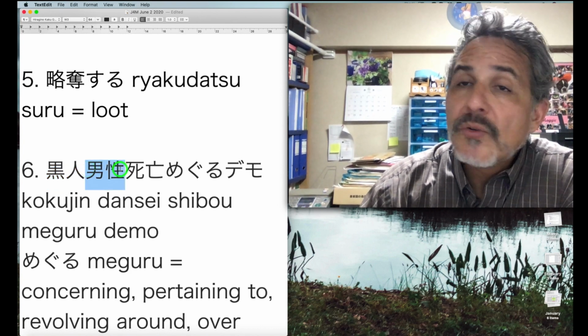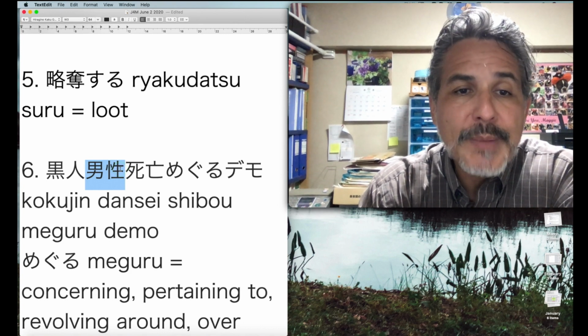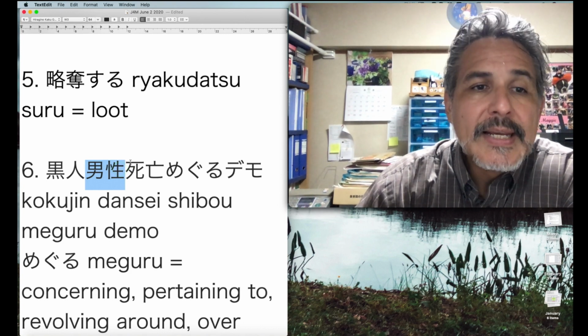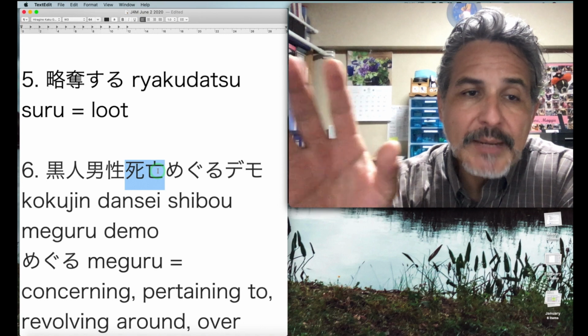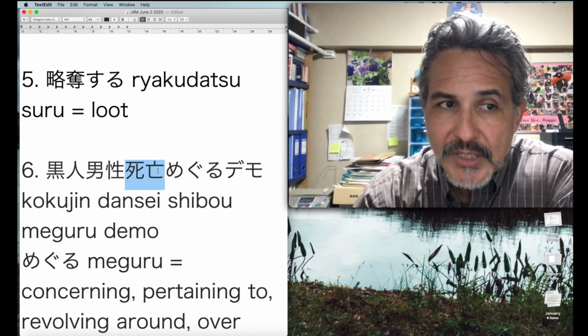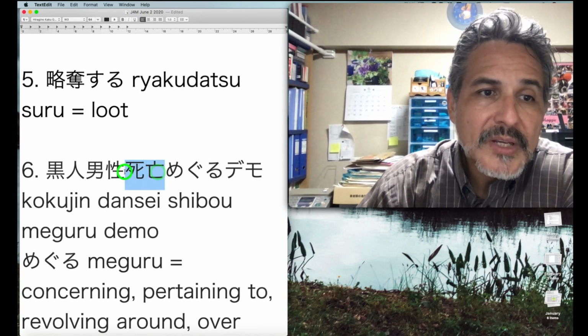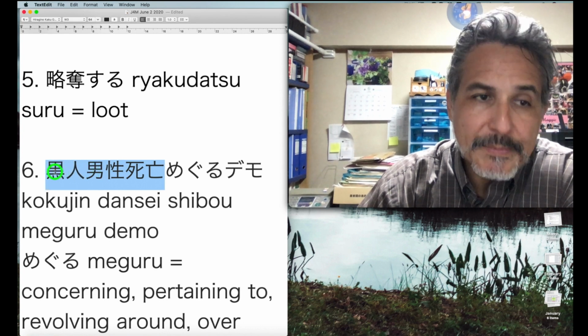Dansei is a gentleman or a man. So when you see dansei in a newspaper article, it just refers to a man. Then we say shibou, which I've taught many times on the channel, which means death. So here we say the death of a male black man.